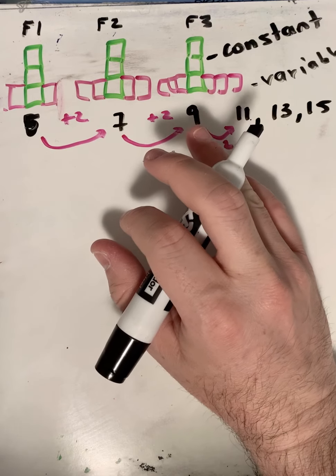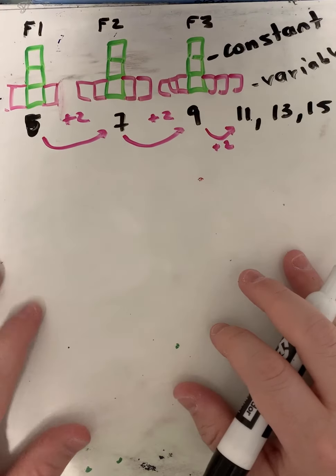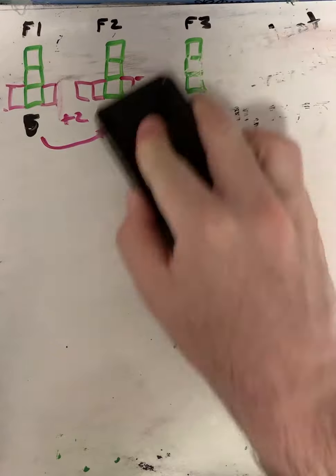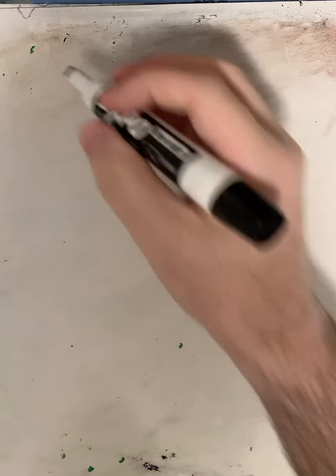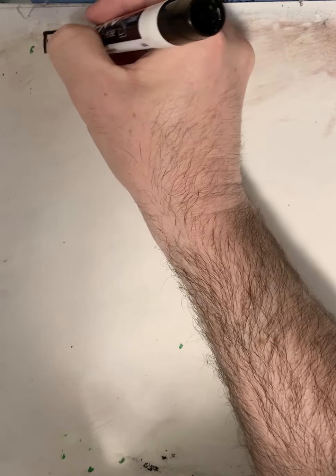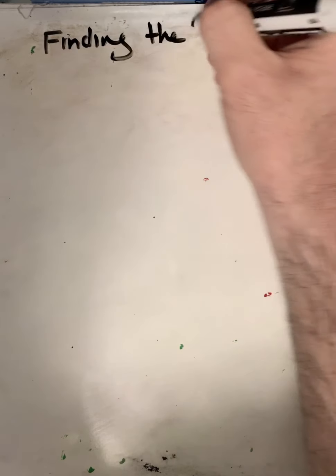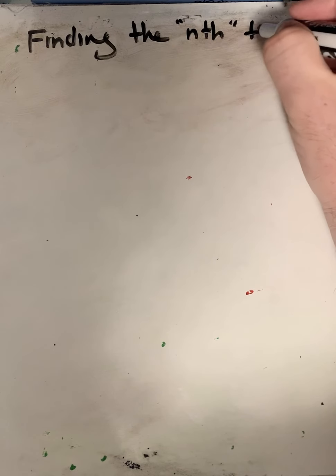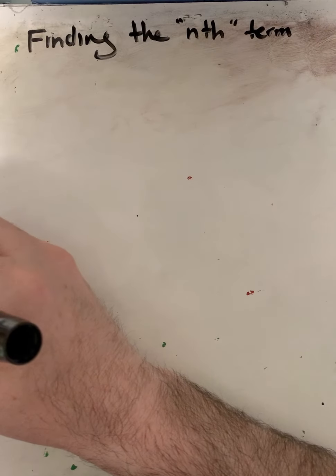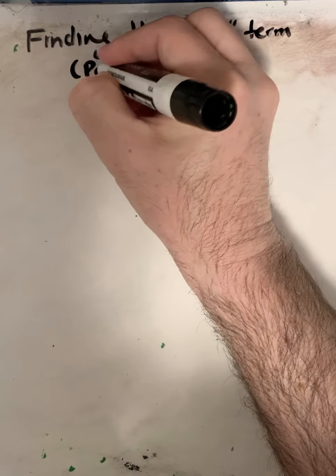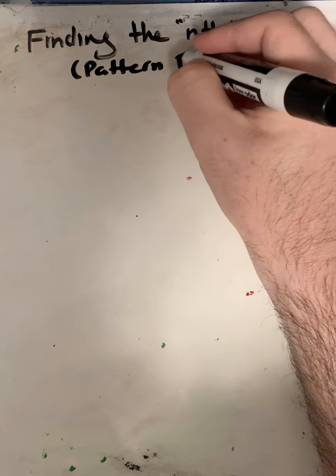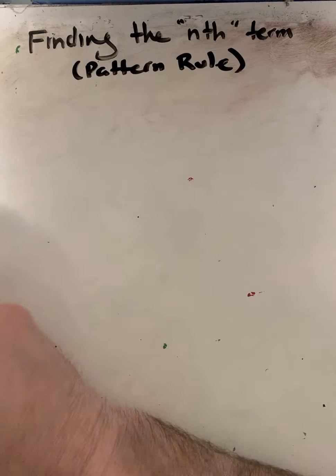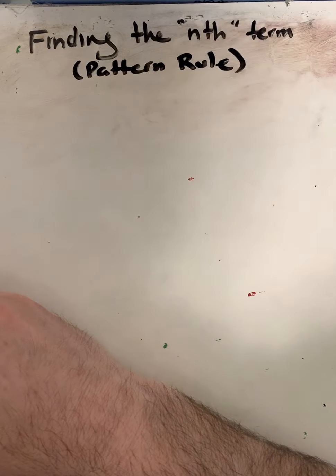So what this all is going to lead into is what we are going to call today finding the nth term. Okay, and we call it the nth term because it's the pattern rule. So we're looking at creating an algebraic expression that would give us a rule for a growing or shrinking pattern.